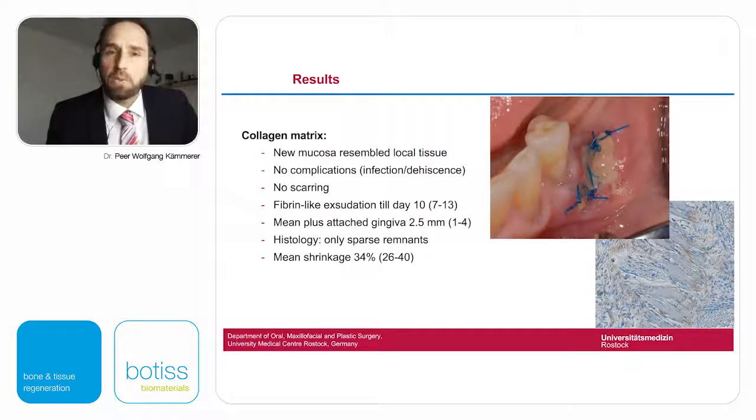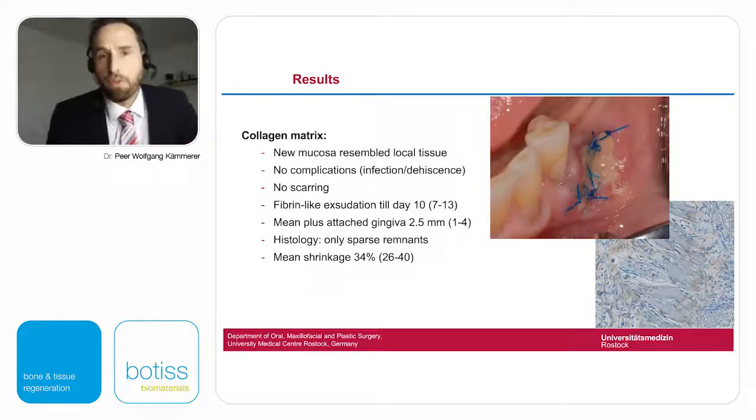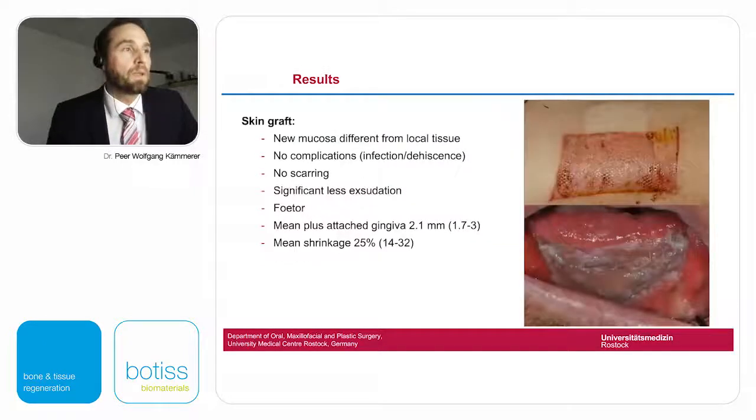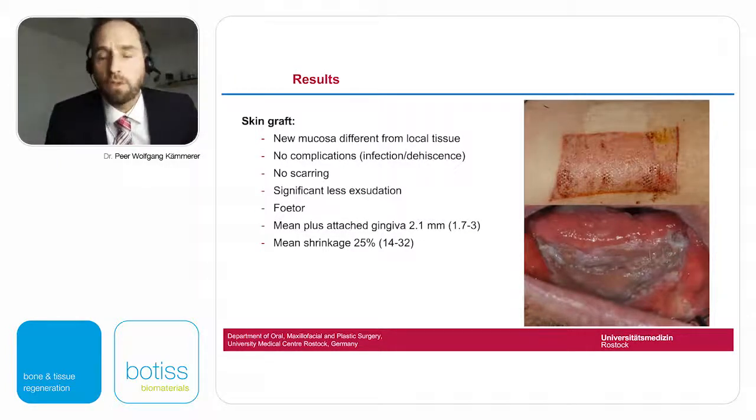And the shrinkage, we took photos before, photos while doing the surgery, and photos 1 year after. The mean shrinkage was about 34%, which is in accordance with the literature. If you compare it to the skin graft, well, I think most of you don't do skin grafts, but in universities we have problems, because we need that vast amount of skin.